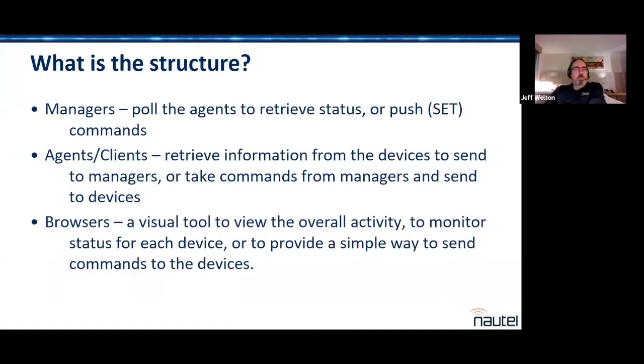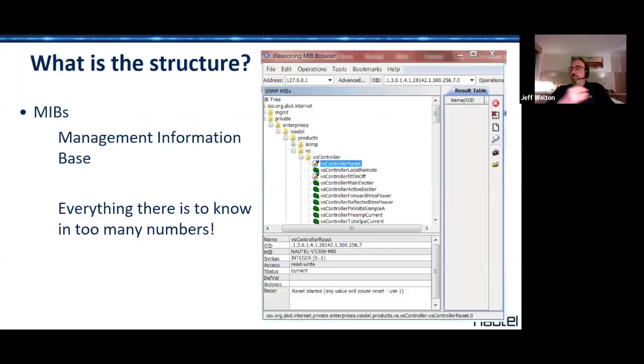So what do the pieces do? The managers either pull or set the agents. Set is basically telling it turn on, turn off, turn up, turn down. So set tells it what to do, and a pull asks what's the status. Agents just get the information; they're the middleware, if you will, and then the browser is what you look at it on. Now, the browsers, there's umpteen different ones, but before you get to that, I mentioned MIBs.